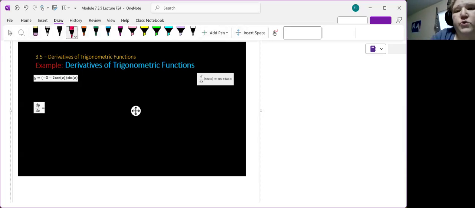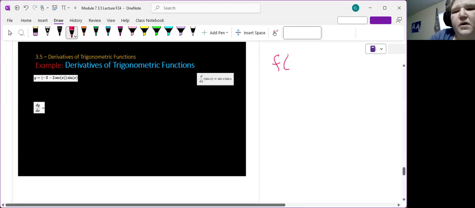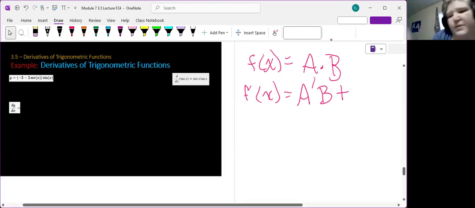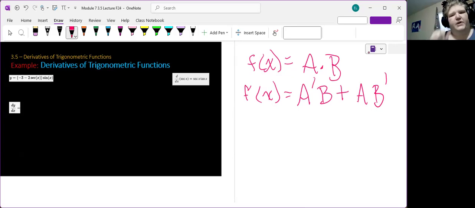So remember our product rule. If f of x is a times b, then f prime of x is a prime times b plus, and then here you can either write it a b prime or b prime a, the order you do it in is whatever. Because you're going to have the thing and its derivative, and then the other thing and its derivative, and you just have to make sure it's not the derivatives together.